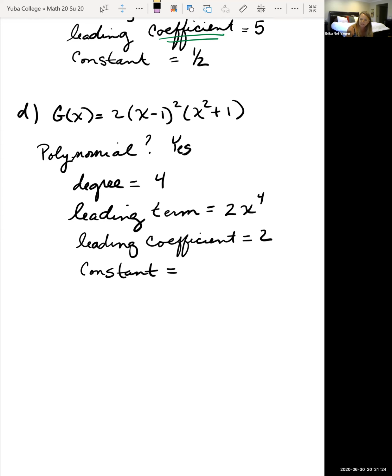Because when we FOILed this out, x minus 1 times x minus 1, that constant was plus 1 in there, times this 2 is 2, times this 1 is 2.